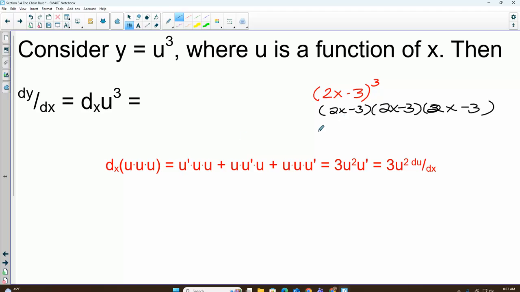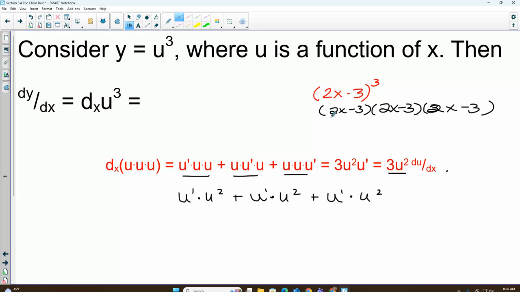So derivative of the first one, the other stays the same. Plus derivative of the second one, the other stays the same. Plus derivative of the third one, the other stays the same. Do we agree with all this so far? When we look at this, this is u prime times u squared. This is u prime times u squared. This turns into u prime times u squared. So we have 3 identical terms. So it turns into 3u squared times the derivative of u, or du dx.